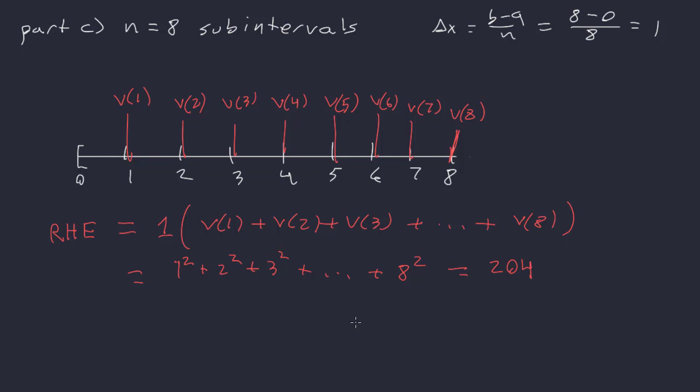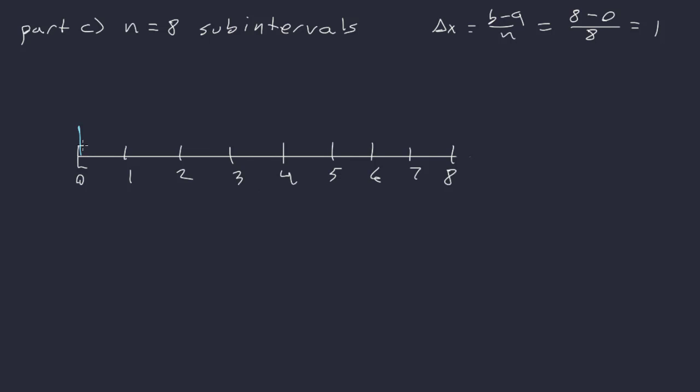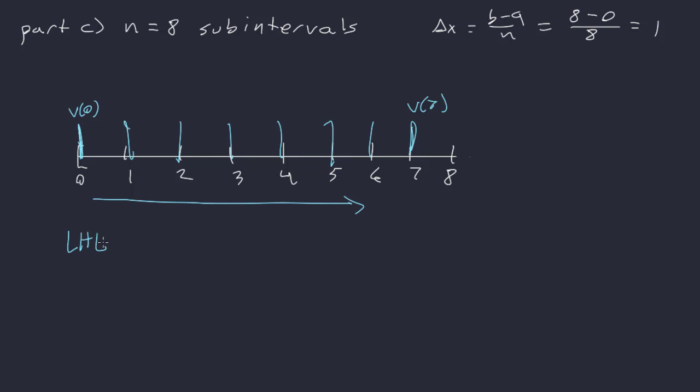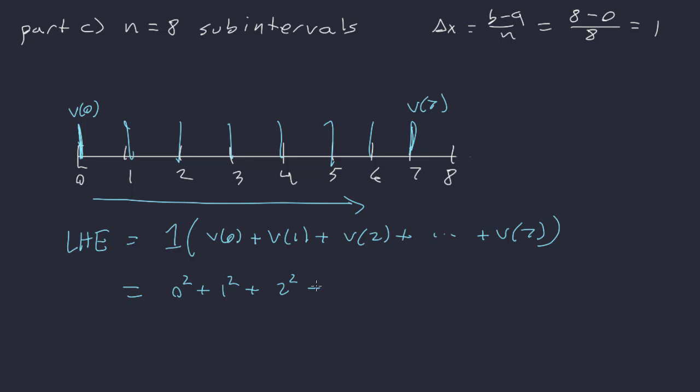Let's look at the left-handed estimate. All right, left-handed estimate, again, we'll start at 0. We'll use v of 0, and we'll go all the way up to v of 7, but we won't use 8. Right, so we'll use 0, 1, 2, 3, 4, 5, and 6. Okay, so our left-handed estimate will be 1 times v of 0 plus v of 1 plus v of 2 all the way up to v of 7, which will be 0 squared plus 1 squared plus 2 squared all the way up to 7 squared.